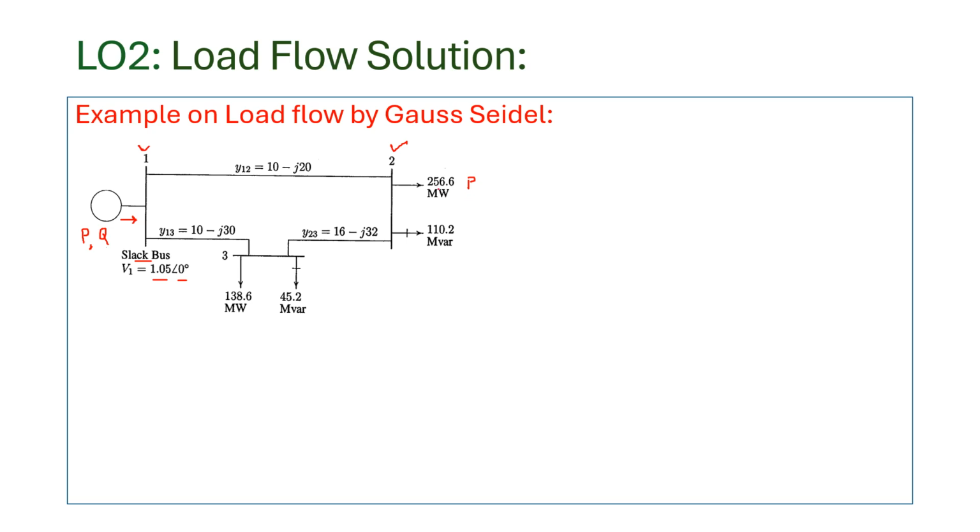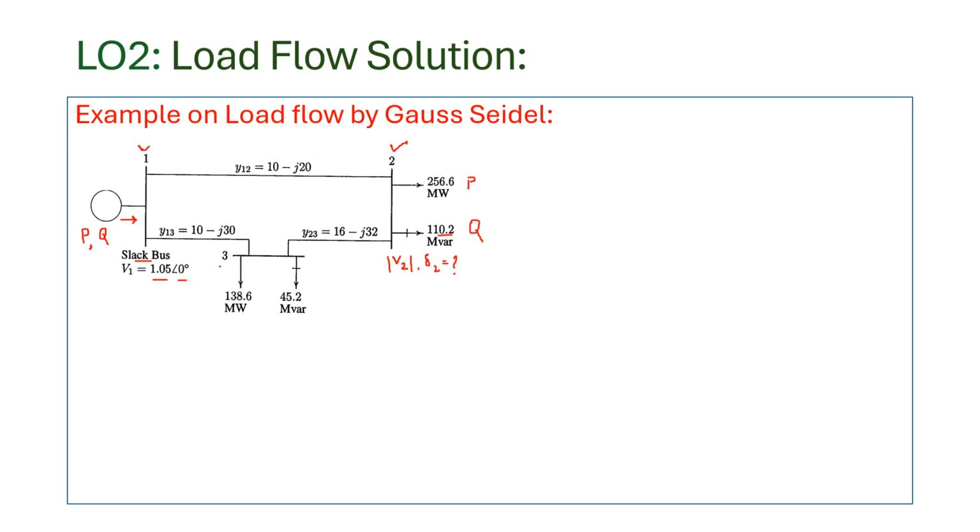Now P is specified, it is 256.6 megawatt, and Q is also specified. That is, what is the reactive power requirement of the load? It is 110.02 MVAR. Now P and Q are specified. Here we have to find out what is the voltage magnitude, that is, what is V2, voltage at this bus, and what is its corresponding angle. These two parameters we have to find.